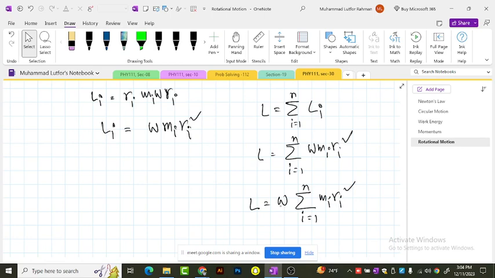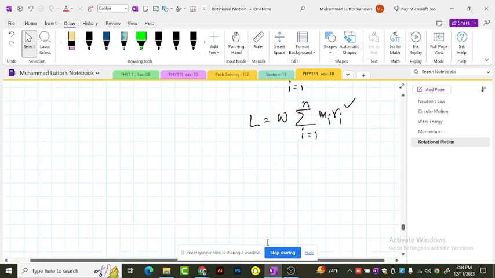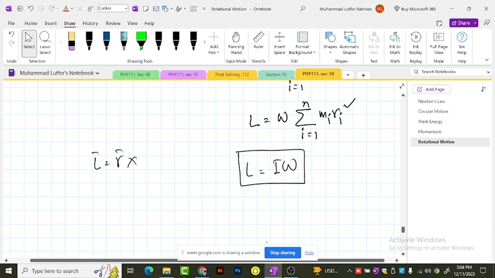Now the sum of Mi Ri square is actually the moment of inertia for all the particles inside that object, right? Which means it should be simply I over here. I'll express this L as simply I omega. That's called the angular momentum for the rigid body. For the point mass, the angular momentum L should be R cross P, and for a rigid object, it should be I omega. That's how we define the angular momentum of the system.